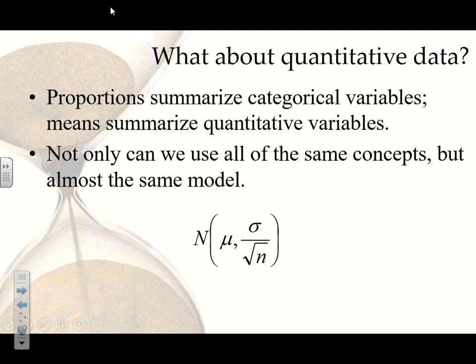Now with means, not only can we use essentially the exact same concepts as we use with proportions, but we can use almost the exact same model. Yesterday when we talked about proportions, knowing the population proportion allowed us to calculate the standard deviation for the sampling distribution. Knowing P allowed us to find the standard deviation for our distribution. Means don't work the same way.